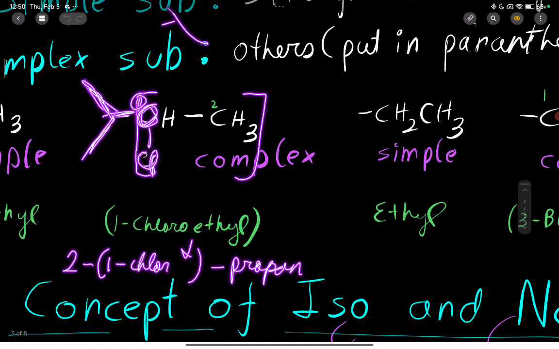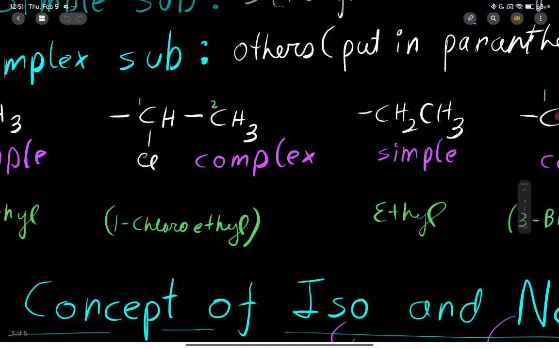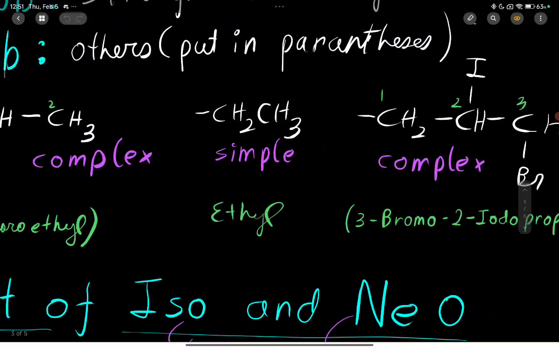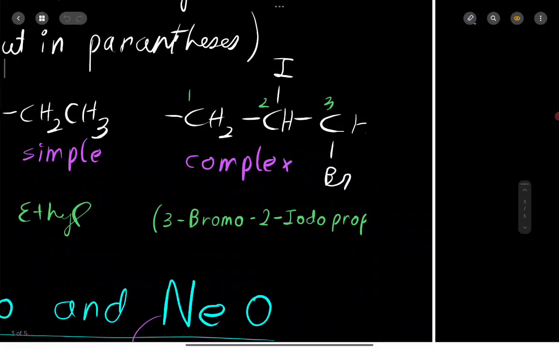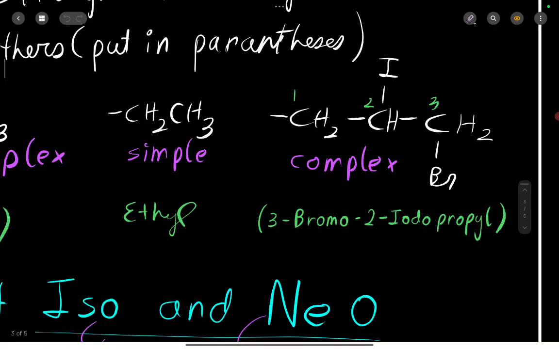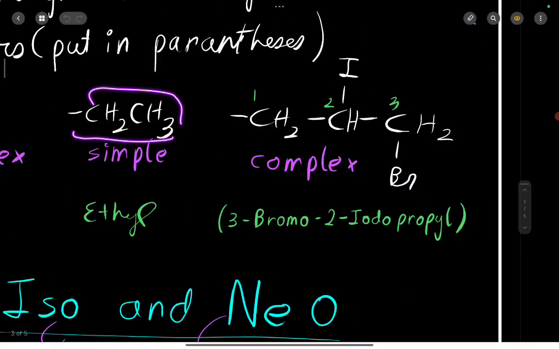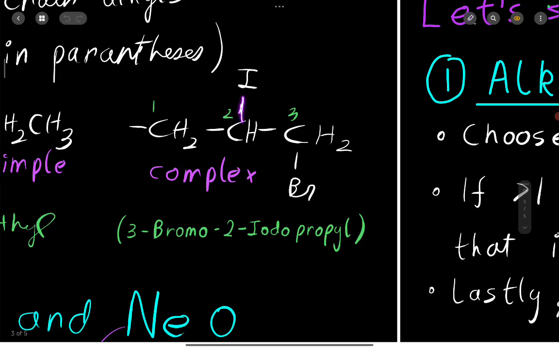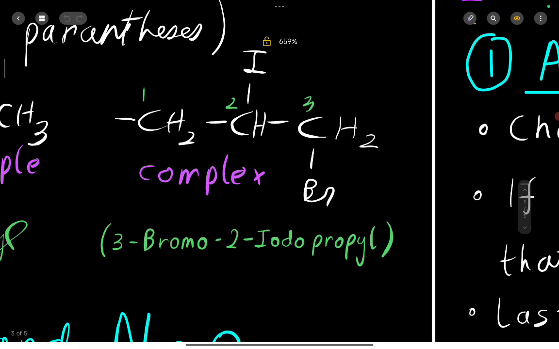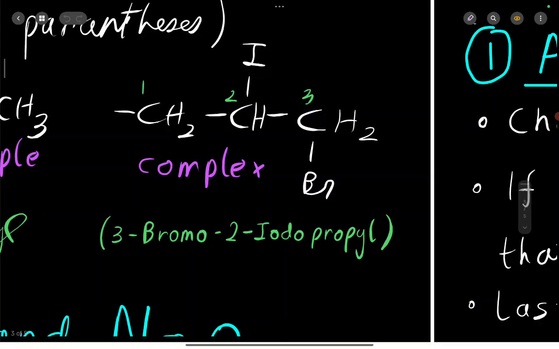This is not a straight chain alkyl group. There is extra branching, and hence it's a complex substituent, which we will have to put in brackets while naming the compound. Again, this is simple because it's a straight chain, but this is complex because extra branching has occurred. So again you would have to use alphabetical order now.